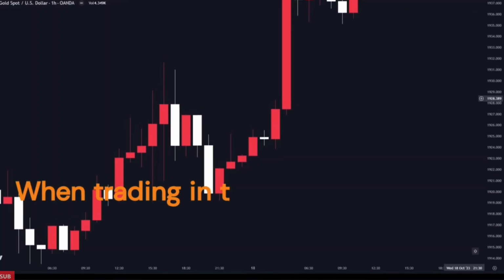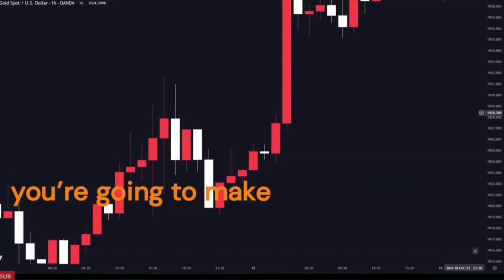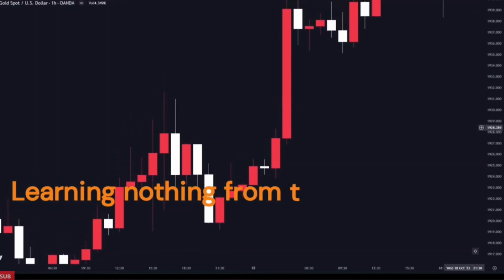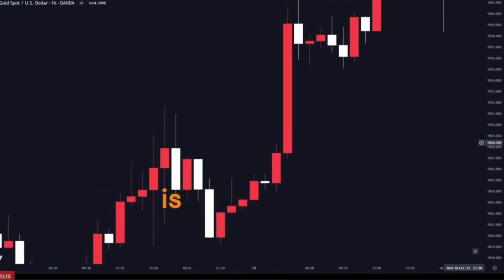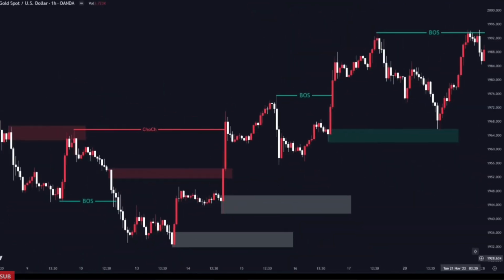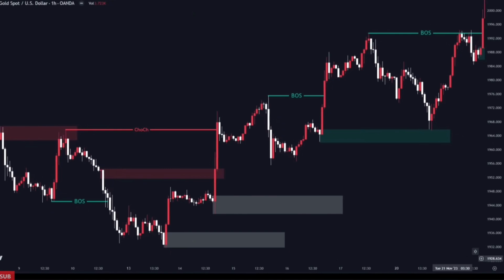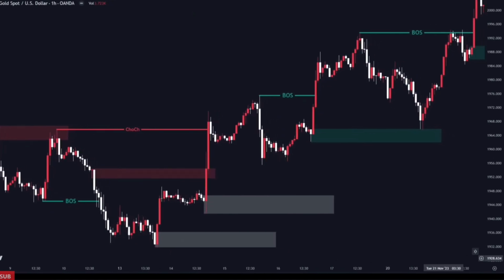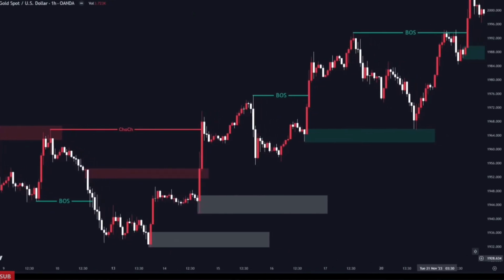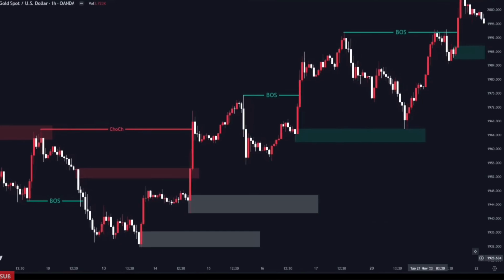Hey guys, when trading in the financial markets, you're going to make a lot of mistakes. Learning nothing from those mistakes is the mistake. After numerous trades on multiple pairs, it became evident to us that order blocks operate more effectively and generate profits when they are accompanied by certain conditions.